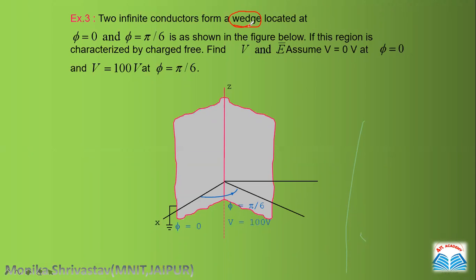If this region is charge free, meaning rho equals 0, find V and E bar. Assume V equals 0 volt at phi equals 0 and V equals 100 volt at phi equals pi by 6. So some numeric values are given, and now you can solve this example because now you know the recipe to solve these types of questions. You have been given the boundary conditions, and you have to calculate the potential and electric field.